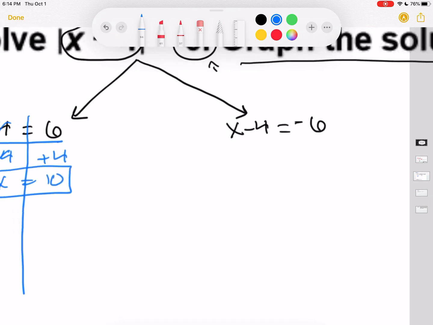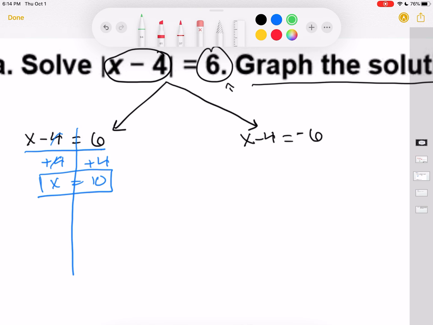My other solution, let's see, x minus 4 equals negative 6. Going to make my t-chart. Well, what's in the way of x being by itself? It's 4. Since it's a minus 4, I add 4 to both sides. So I'm left with x equals, well, negative 6 plus 4 is negative 2. Just be really careful with your integer addition here.